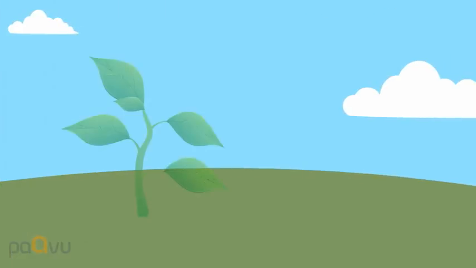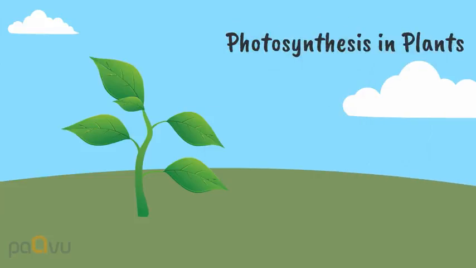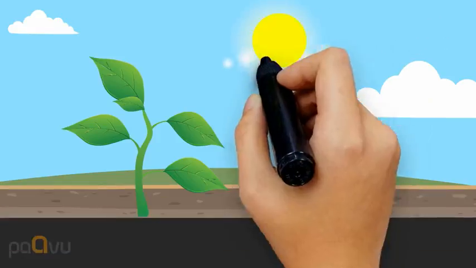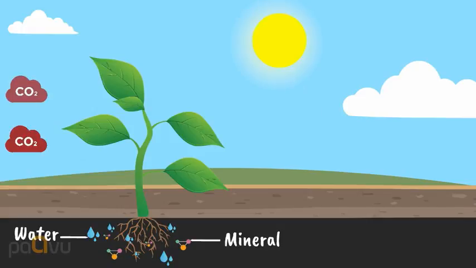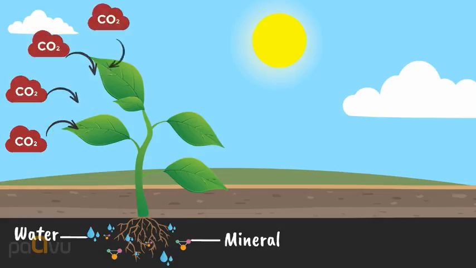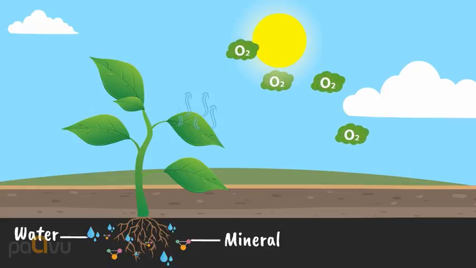Do you know how plants produce energy? Plants produce energy through a process called photosynthesis. Simply put, in the presence of sunlight, plants absorb carbon dioxide to convert minerals into glucose and release oxygen and water.